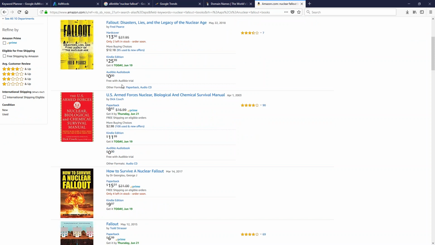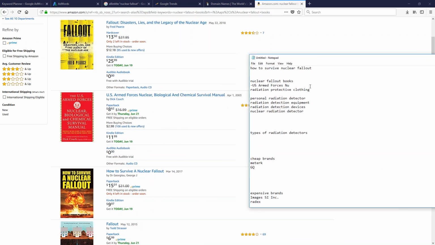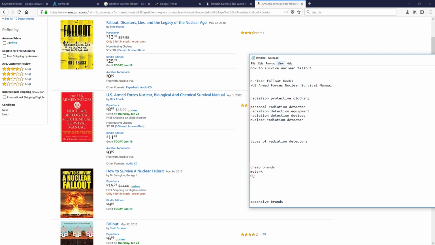So here would probably be a really good one to start with, the U.S. Armed Forces Nuclear, Biological, and Chemical Survival Manual. So this is actually official information on what to do in those cases. So that might be a good choice to go for. The nuclear is really the part that I am most interested in for this site. So I'm just going to make reference to that.